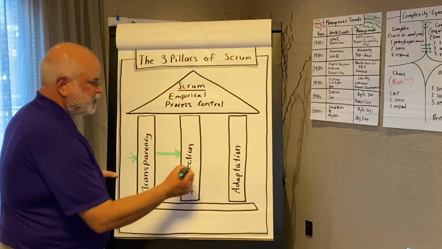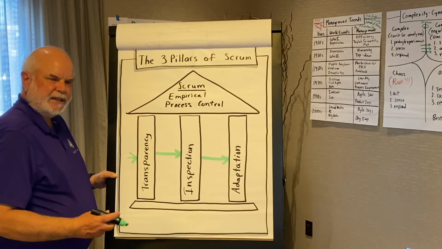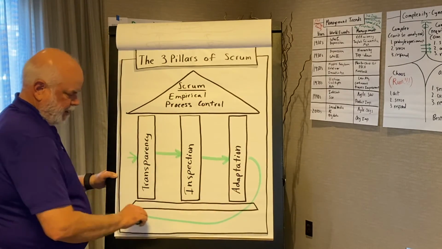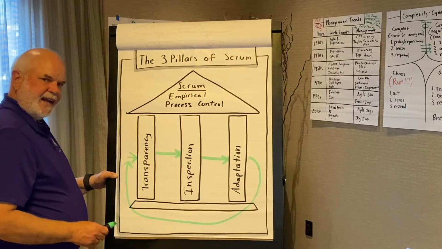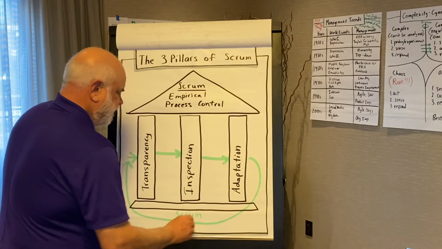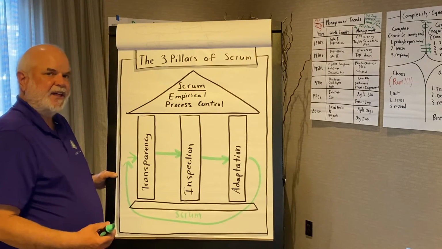Based on that inspection, they will adapt the product backlog for future sprints, and then we will cycle around and do it all again in the next sprint, and that's Scrum. That's just one example of the three pillars involved in Scrum. There are many other examples.